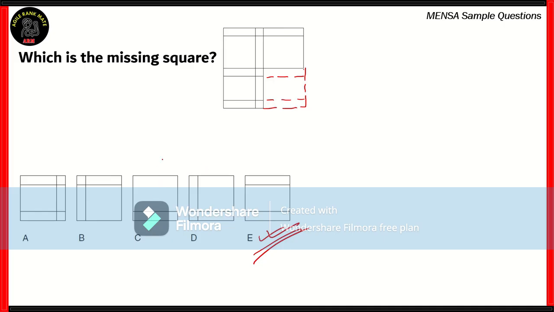So the only options that would have been plausible were C and E. And as you can see in C, there is no line at the top. So that makes it incorrect because it doesn't complete the figure.